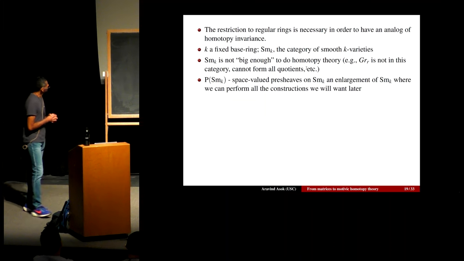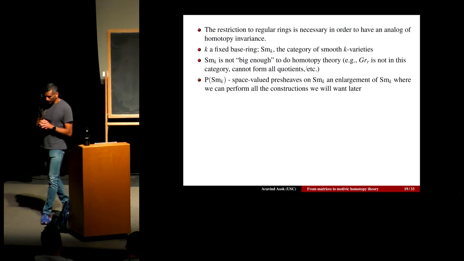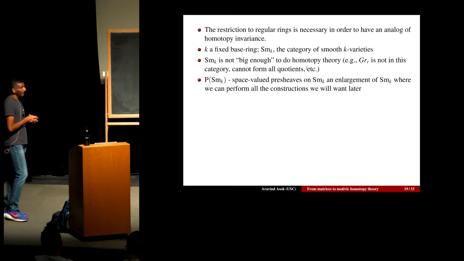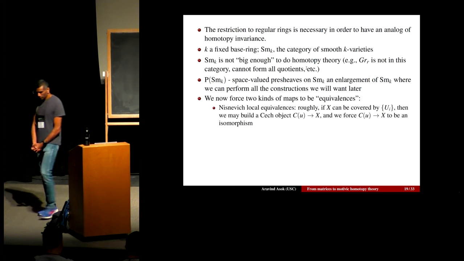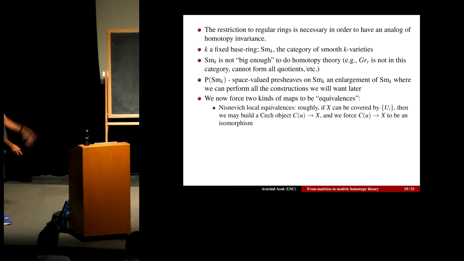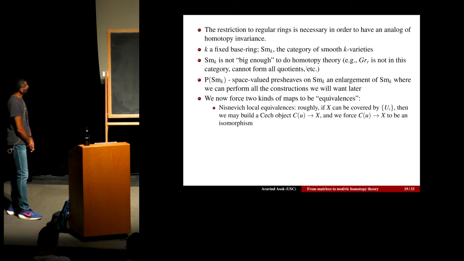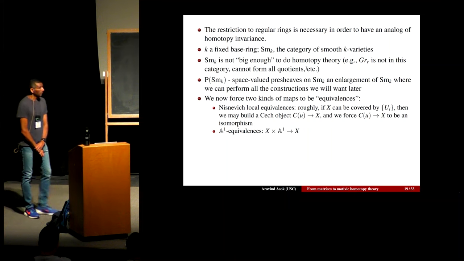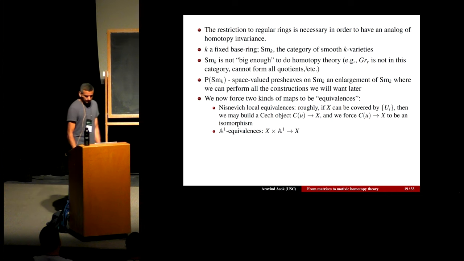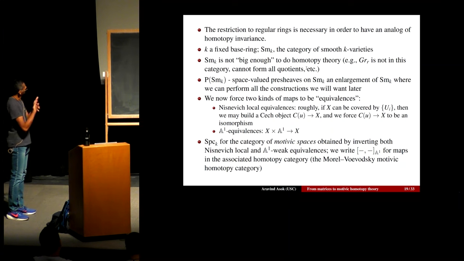So what we do is we enlarge the situation. So we start with the category of space-valued presheaves on smooth schemes. So Fabien used a more rigid model. He considered presheaves of simplicial sets. And now we'd like to force two classes of maps to become equivalences. So he looked at Nisnevich hypercoverings. I'm just going to use Čech covers corresponding to Nisnevich covers, not hypercovers. So let me force all these Čech covers to become equivalences, and let me force the projection from X cross the affine line to X to be an equivalence.